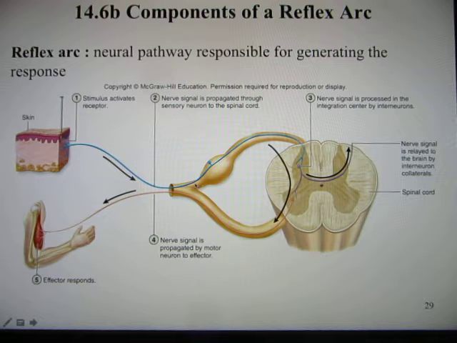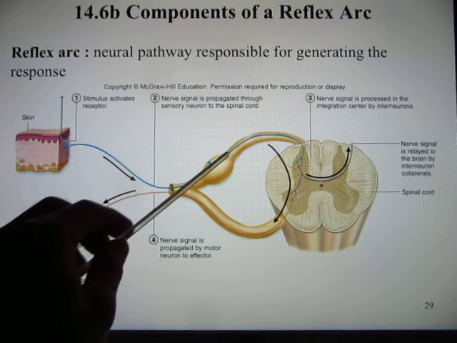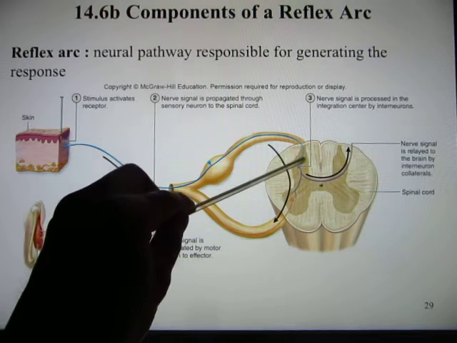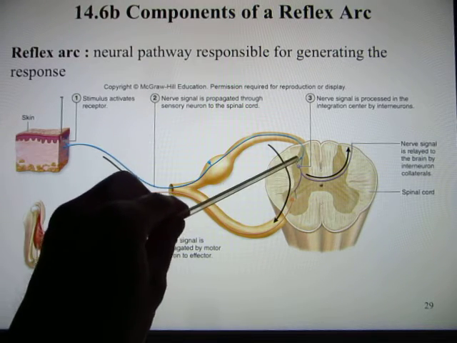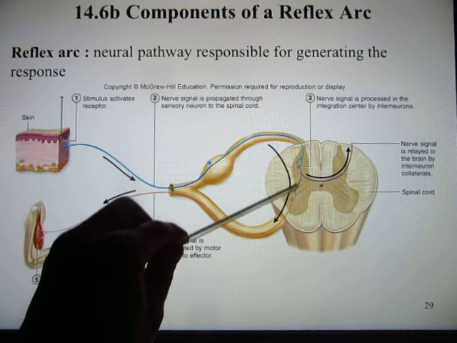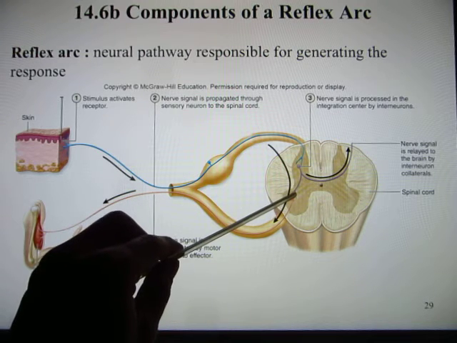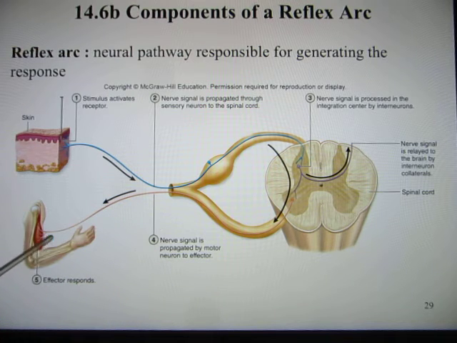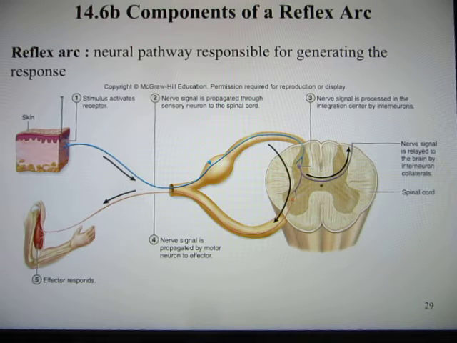Their components are very simple. You need to have a sensory receptor on the skin, and this will connect with the sensory neuron. That's the second component, through your dorsal root and going back. The third one is the interneuron in between in your central nervous system. The next one is the motor neuron, moving out from your ventral root. And the last one is called the effector. Only 5 components for the reflex arc.